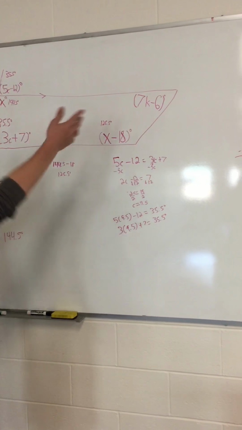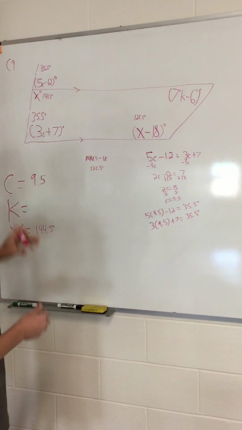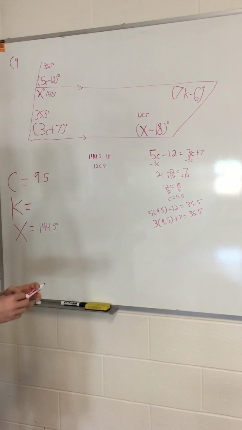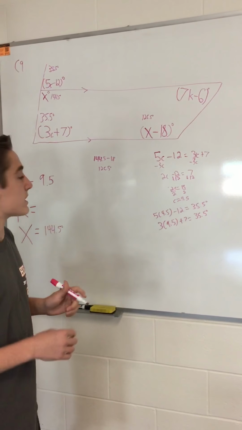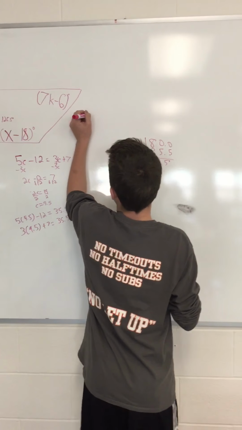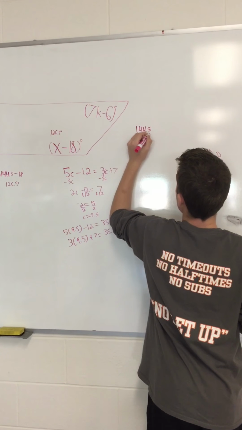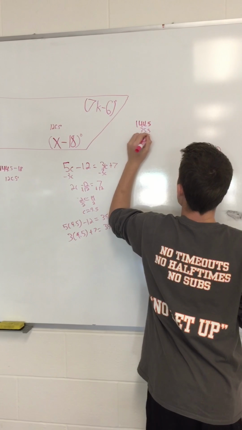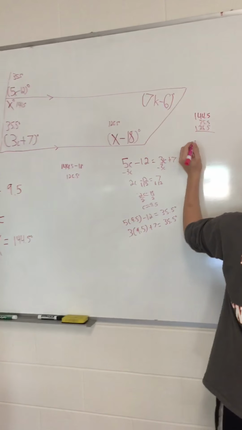And now once we have that, we are left with 7k minus 6. But we can tell that because we have three out of the four angles complete, and those need to add up to 360. So when we add these all together, 144.5, 35.5, 126.5, we will get 306.5.